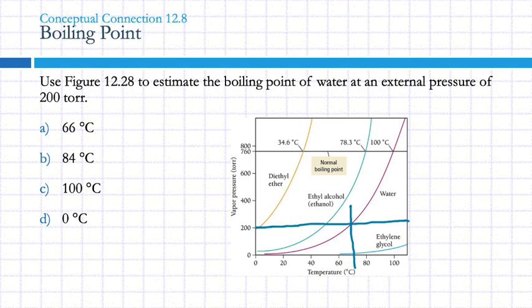A, 66. The way I've drawn it, it looks maybe a little more like 70, but it's definitely not 84 or 100 or 0, so 66 is the closest. If you reduce the external pressure on something, water will boil at a lower temperature. If you increase the pressure, it will boil at a higher temperature.